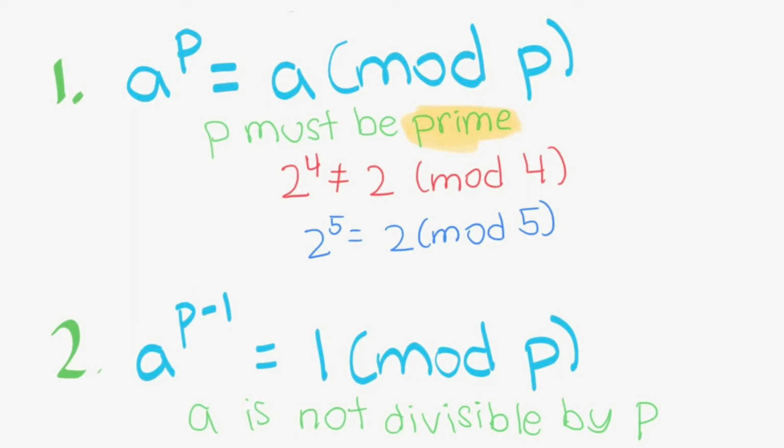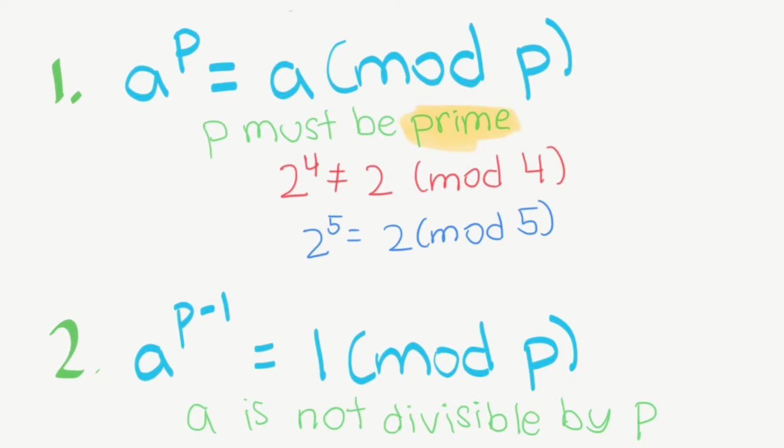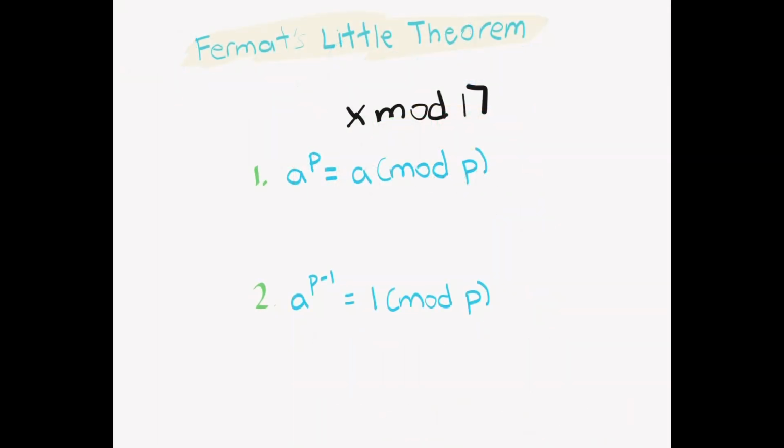Now, the second equation is a to the power of p minus 1 equals 1 mod p. For this to work, a cannot be divisible by p. So we're going to use x mod 17 to give examples of the second equation. So 1000 to the power of 17 minus 1, which is 16, equals 1 mod 17. This is valid because 1000 is not divisible by p, which is 17. We could use other values. We just can't use 34 or 68 because those are all divisible by 17. So p equals 17.